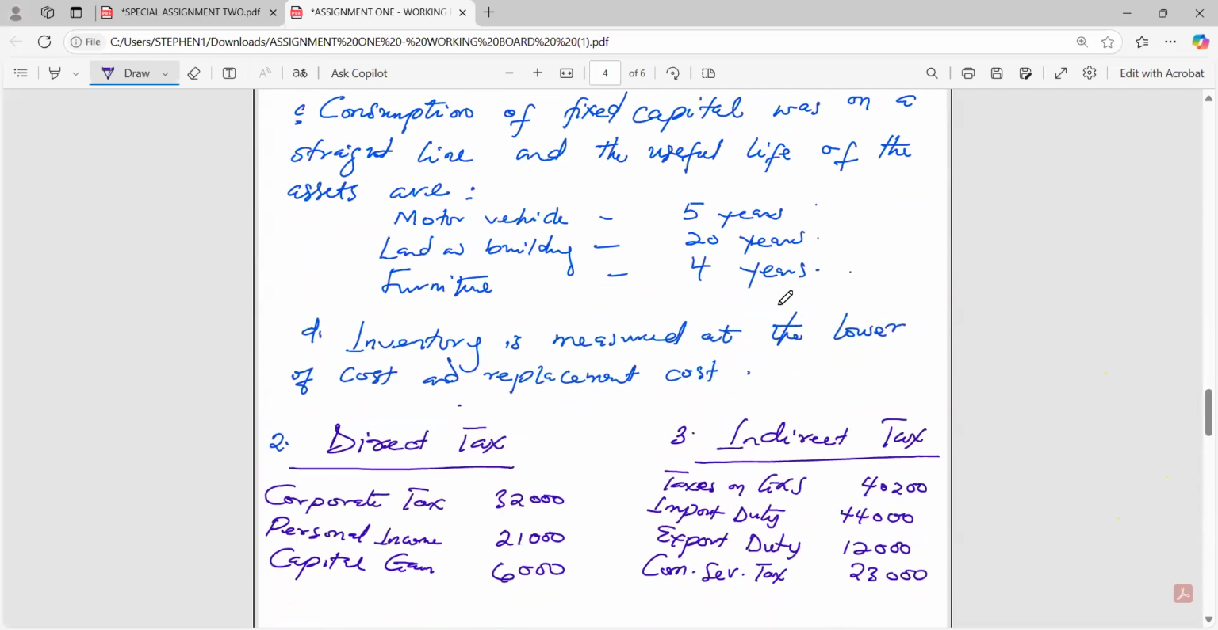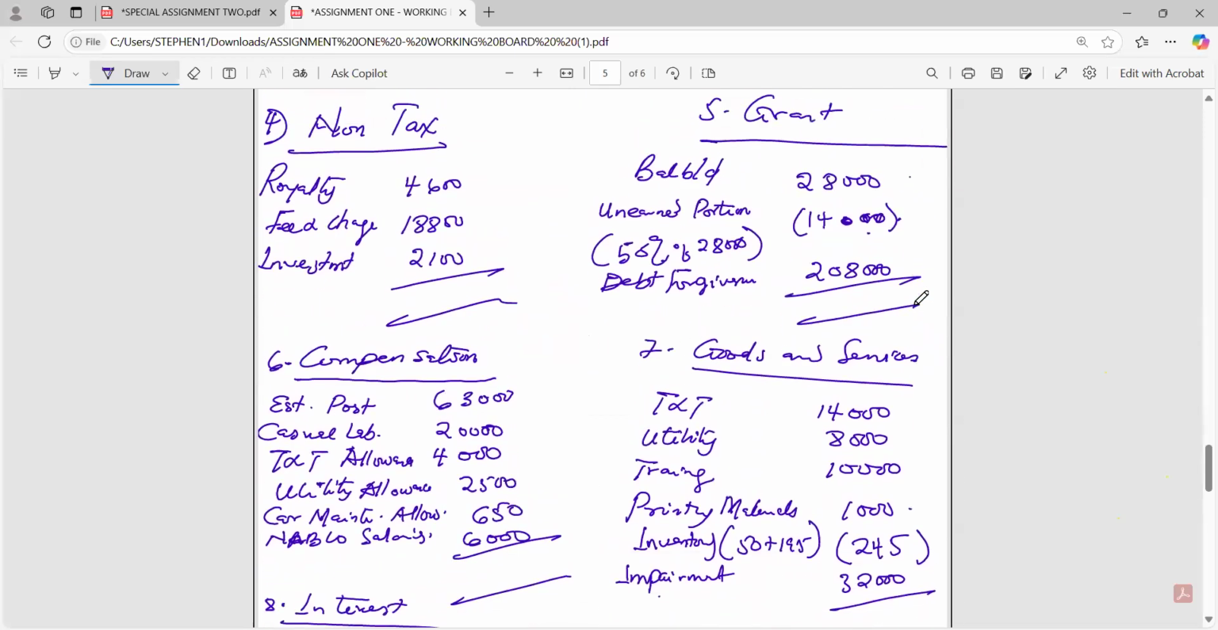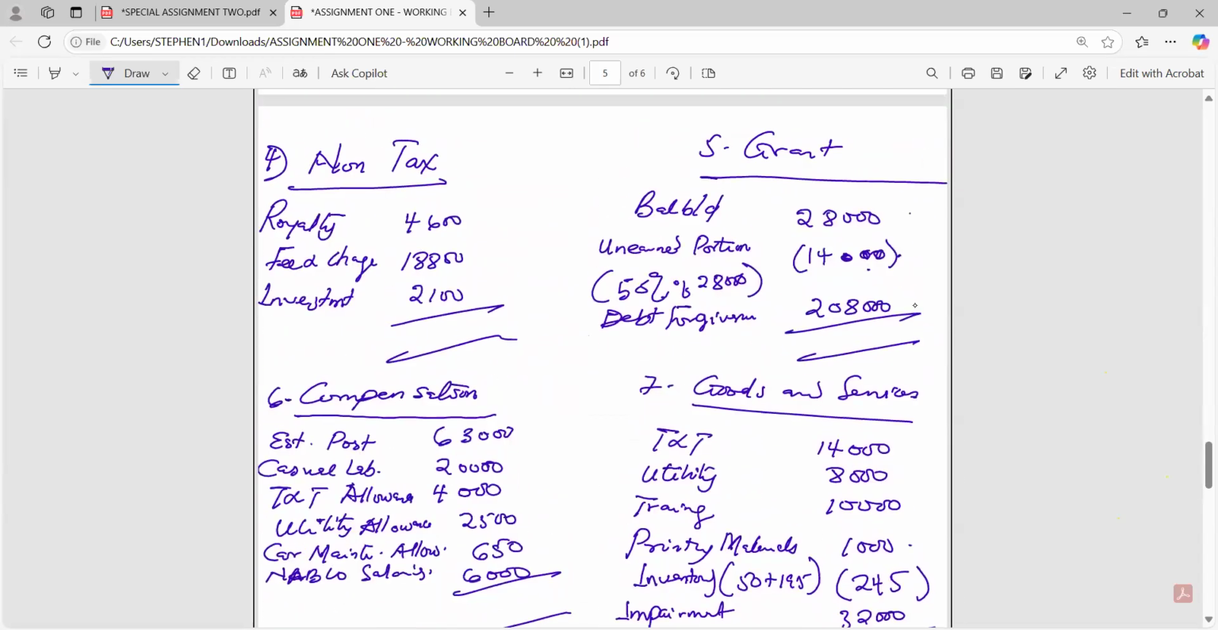Okay, thank you. So quickly, let us add all this. Add this one, we'll also add this. Quickly, we have to finish. Direct tax, 59,000. Okay, thank you. Let's go to non-tax. Non-tax, 25,500. What about the grant, please?